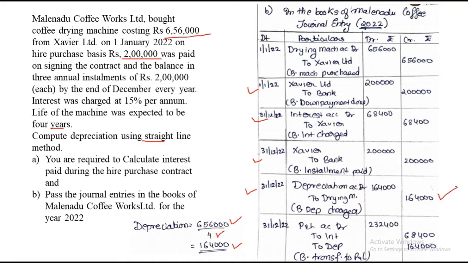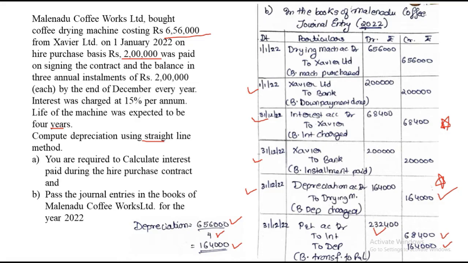So first you bought, you made the down payment, interest was charged, you made the installment, depreciation was charged, and the last entry is transferring to P&L. That is, you need to transfer your interest and your depreciation to the P&L account. So the entry is P&L to interest and depreciation. You take both the values, you add up, and you get your P&L transfer amount.